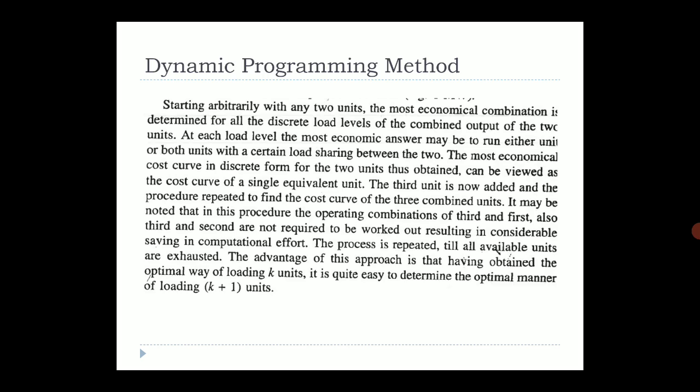Now the third unit is added, and then the procedure is repeated to find the cost curve of the third combined unit. It may be noted here that the operating combinations of the third and the first, and also the third and the second, are not required to be worked out, resulting in considerable saving of computational effort. The process is repeated till all available units are exhausted. The advantage of this approach is that, having obtained the optimal way of loading k units, it is quite easy to determine the optimal manner of loading k plus 1 units.